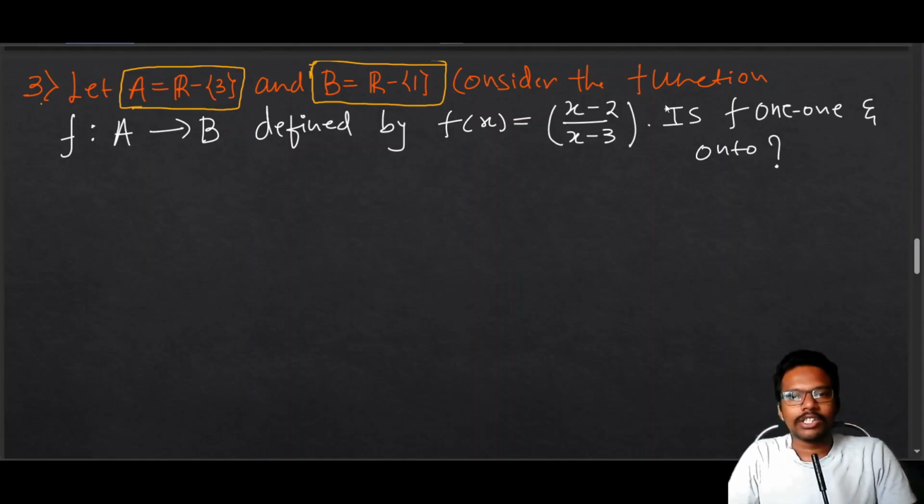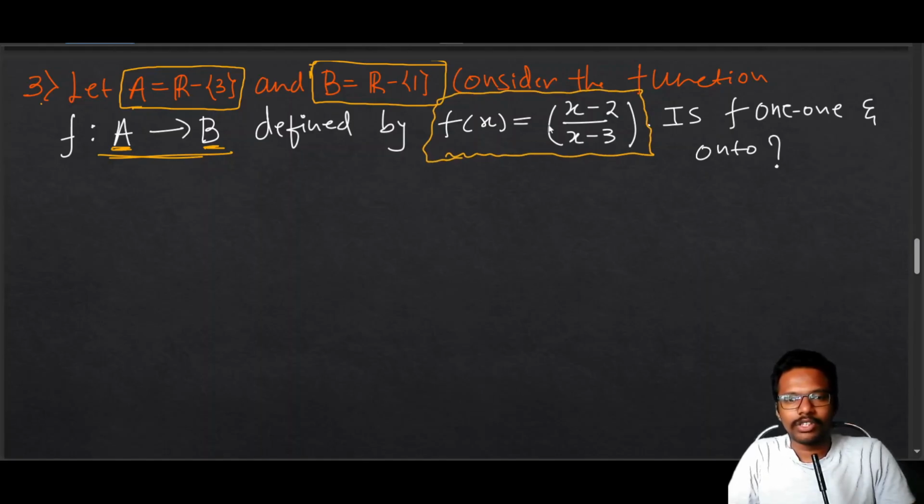Okay, so consider the function. They have given a function here. f is a function from A to B. Here A is the domain and here B is the codomain. The function is defined like this: f of x equals x minus 2 divided by x minus 3.